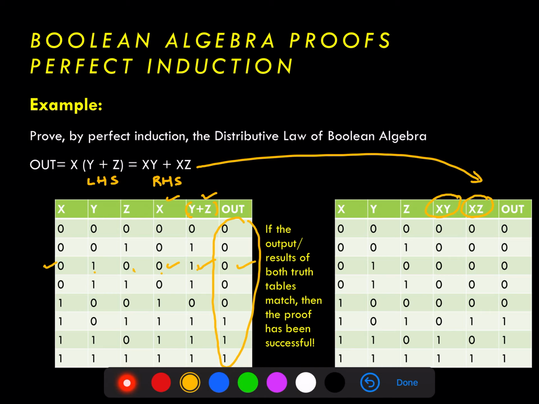And if we look at one of the lines here, let's look at the first line. X and y is 0 and 0, which gives us 0. X and z is 0 and 0, which gives us another 0. And 0 or 0 gives us an output of 0. So as we go down the line, we find that, indeed, the right-hand side of the equation is identical to the left-hand side, thus proving by perfect induction that these two expressions are equal.